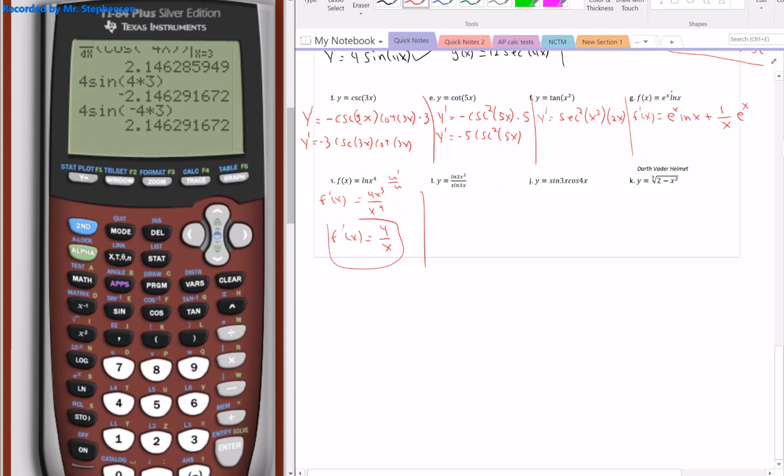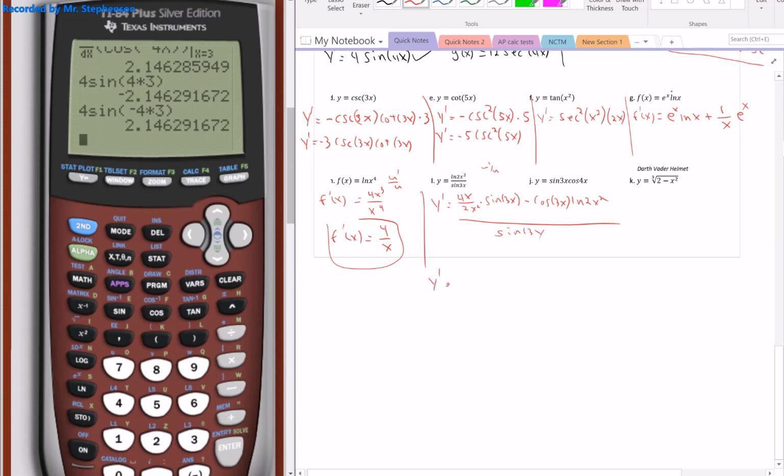This one, natural log 2x squared over sine 3x. This is going to be a quotient rule problem. Derivative of the top is u prime over u. Derivative of 2x squared is 4x over 2x squared times sine 3x, minus derivative of sine is cosine times this, all over, oops, not over the y, all over sine 3x.